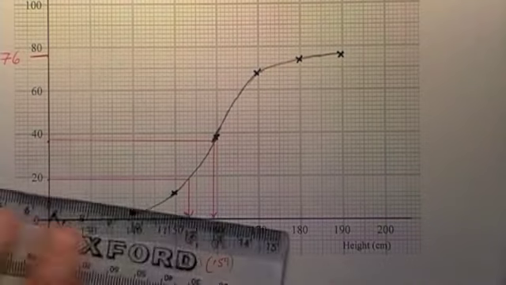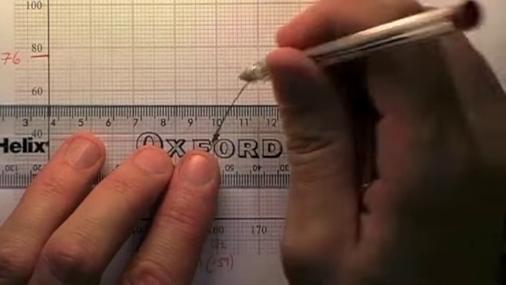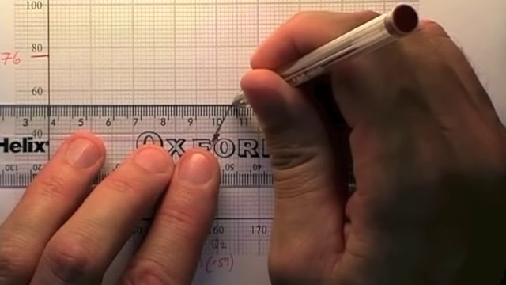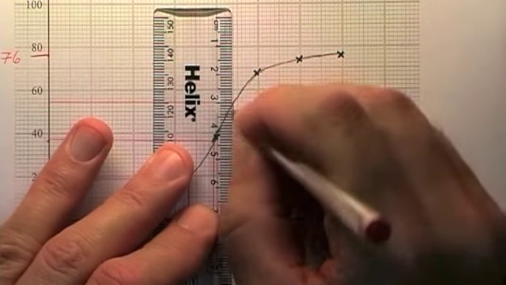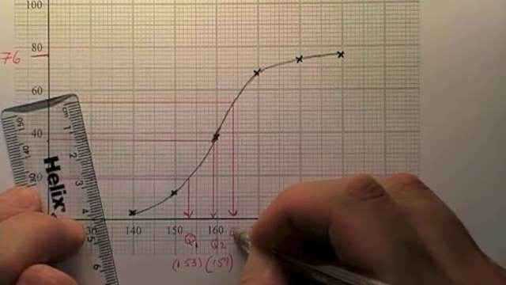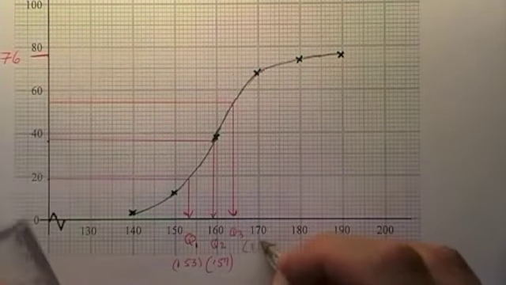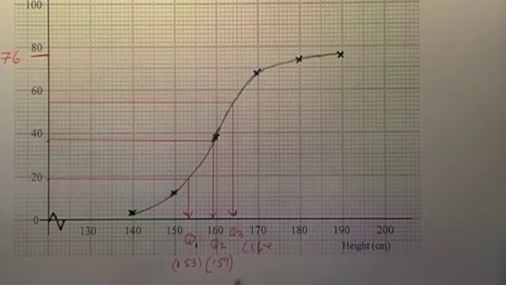And likewise, if I do 19 times 3, that'll be my third quartile. That's 57. So horizontal line at 57. That's there. And then I go down to get my third quartile, which is 164. That's Q3, which is 164. And obviously my fourth quartile is the maximum, 190.